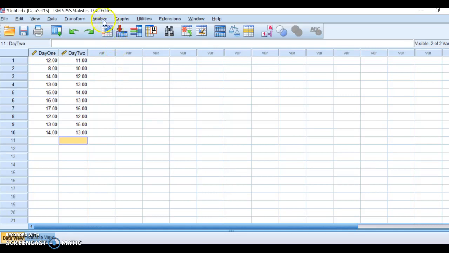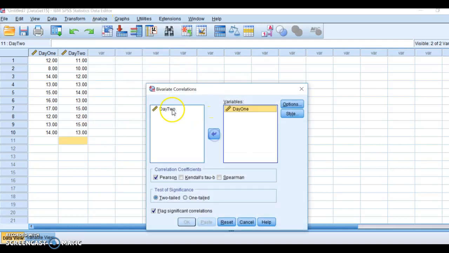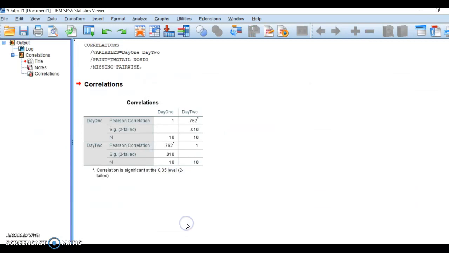So we're going to do exactly the same thing we did. We're going to go to analyze, we're going to go to correlate, we're going to go to bivariate, and I'm going to move my two variables over. Notice that this is a Pearson, and I'm just going to run data.